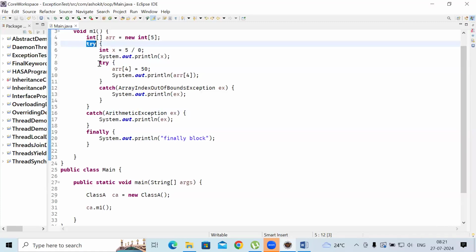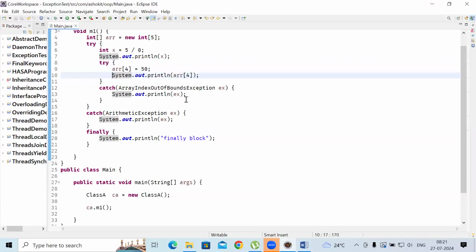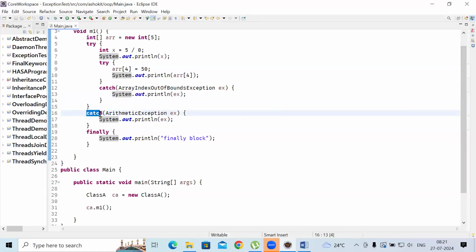Suppose if there is an exception that occurs in the inner try block, that exception can be handled by the inner catch block. If the inner catch block is unable to handle it, then that exception could even be handled by the outer catch block also.